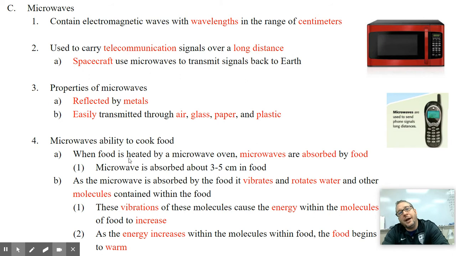But it's also why if you overcook food in the microwave, it tends to be dry because you're increasing the energy in the water molecules. Therefore, you're increasing the temperature in the water molecules, which leads to evaporation of the water molecules. So that's why food tends to be a little drier if you do too much time in the microwave.